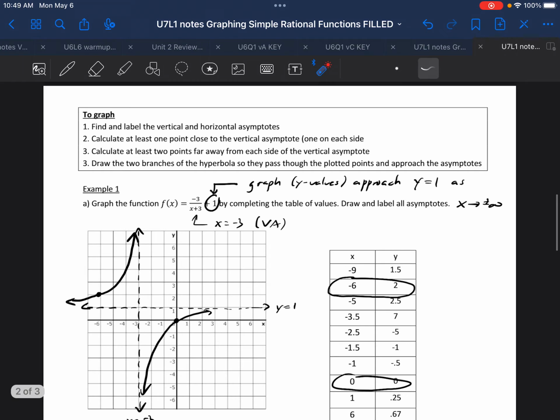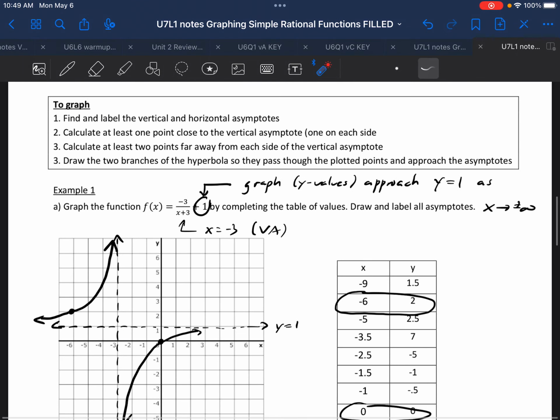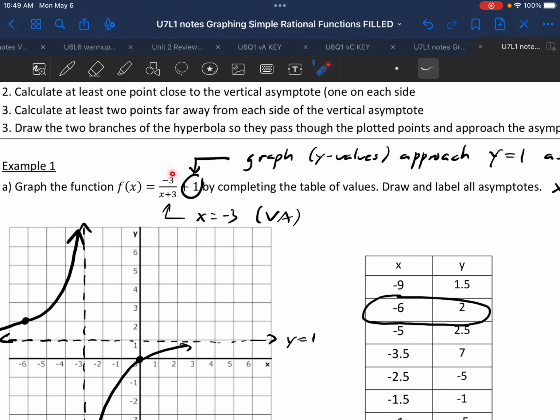Okay, so let's look at some examples, all right? And here's a step-by-step way to graph these, which is, again, what we want you to be able to do, is make graphs. But the first things, right, get the asymptotes. Okay, that's the most important thing. After that, we're gonna compute a couple points to guide the shape of the graph. That's really it. Okay, so this first example, we have -3 over x plus 3 plus 1.